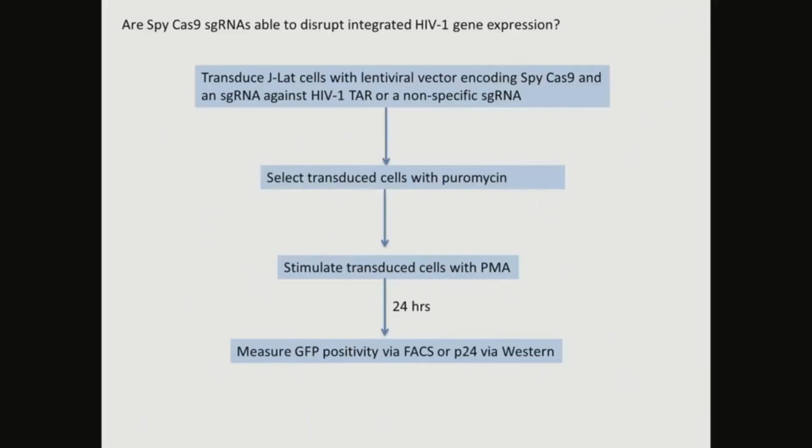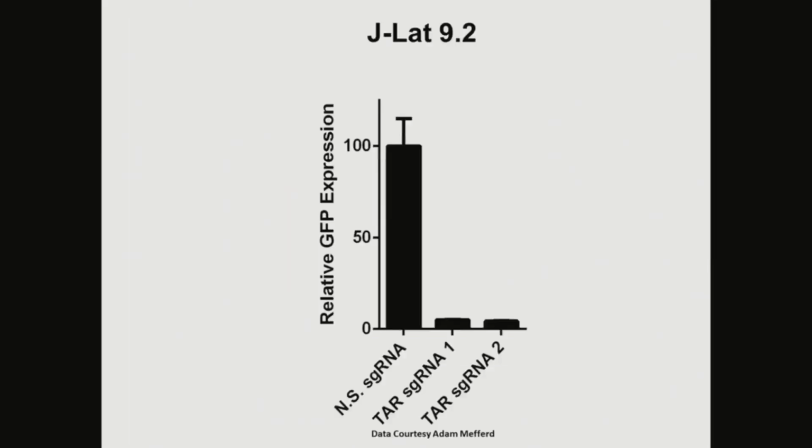So what we wanted to do here is we made a lentiviral vector that encodes Cas9, and this was actually not trivial because the guide RNAs themselves hit the packaging vector, which for the HIV people, they'll understand that. But we made it, and then we transduced those cells and selected with puromycin. And then we added plus or minus PMA after time, and then we looked either for GFP positivity with flow, or looked for P24 with Western. P24 is the capsid protein, as you guys know.